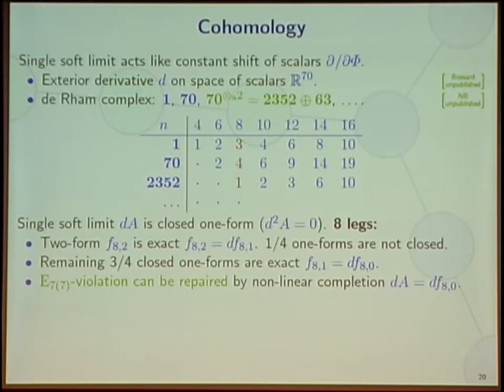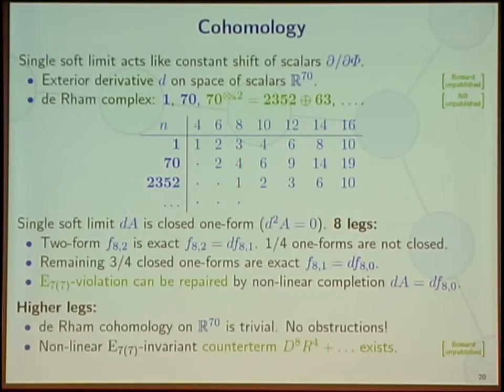And that means that the E7 violation must be in this 3-dimensional subspace, and it can be compensated by adding a linear combination of the 3 counterterms. And that's why you can indeed at 8 legs write down an E7 invariant. And if you go to higher legs, the reasoning goes the same. The point is really that the de Rham cohomology on R^70 is trivial and there are no obstructions, and that means that this counterterm D^8 R^4 exists.